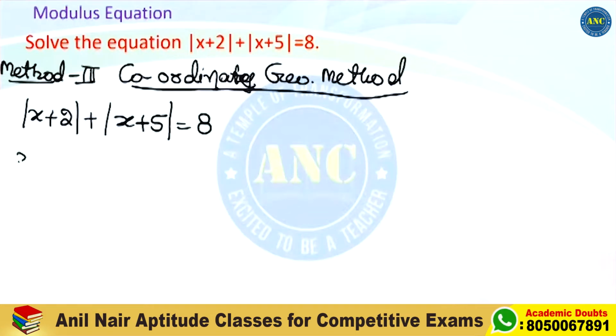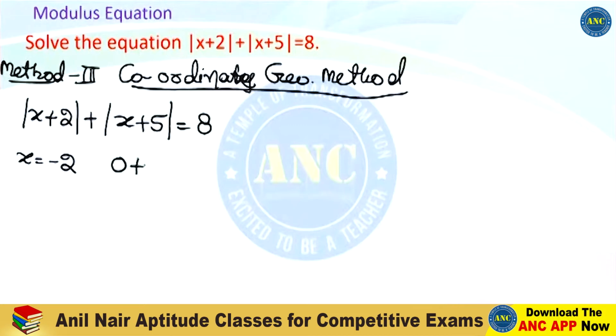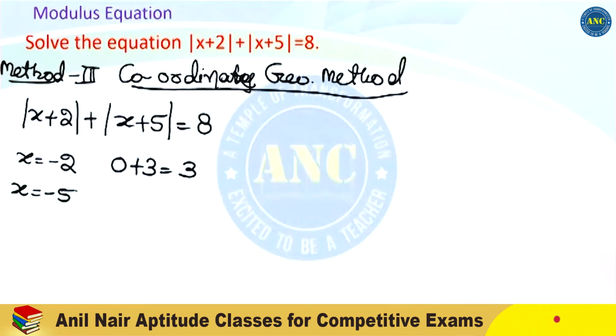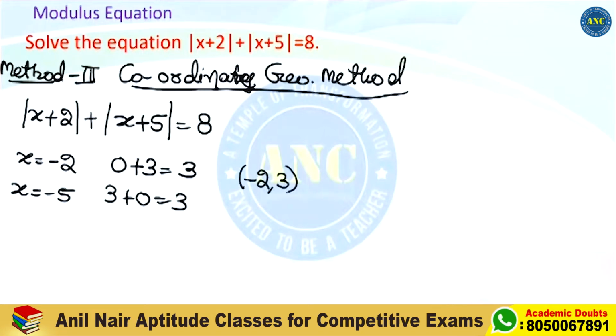Step number 1. Take the value of x equivalent to minus 2. Minus 2 plus 2 is 0. 5 minus 2 is 3. 0 plus 3 is nothing but 3. Now x equivalent to minus 5. Minus 5 plus 2, mod of minus 3, is 3. Minus 5 plus 5 is 0. It is 3. That means at x equivalent to minus 2, y is 3, and at x equivalent to minus 5, y is 3.